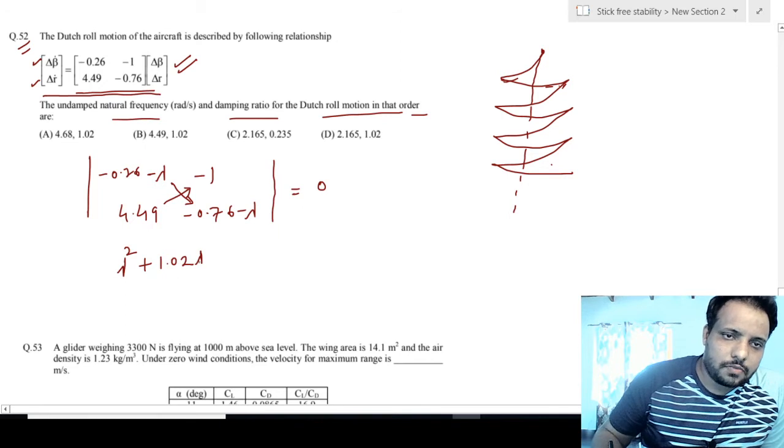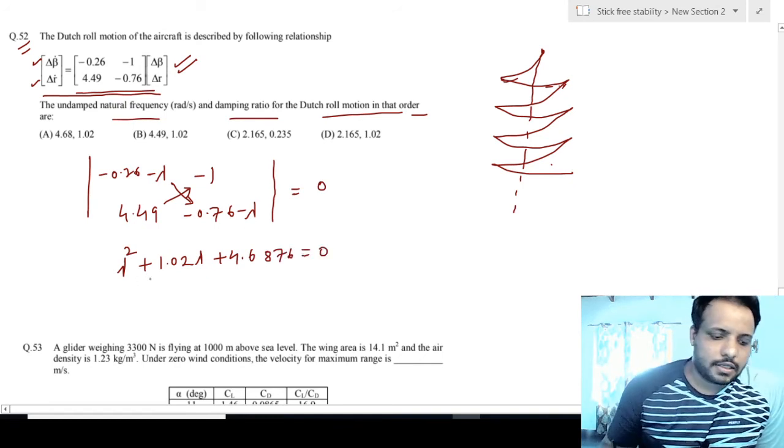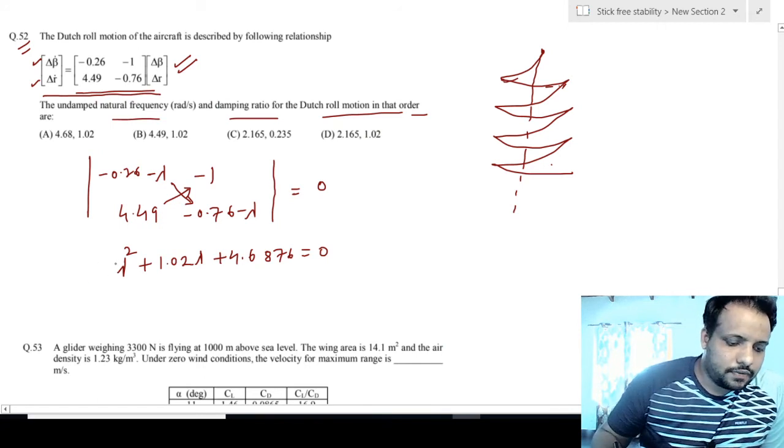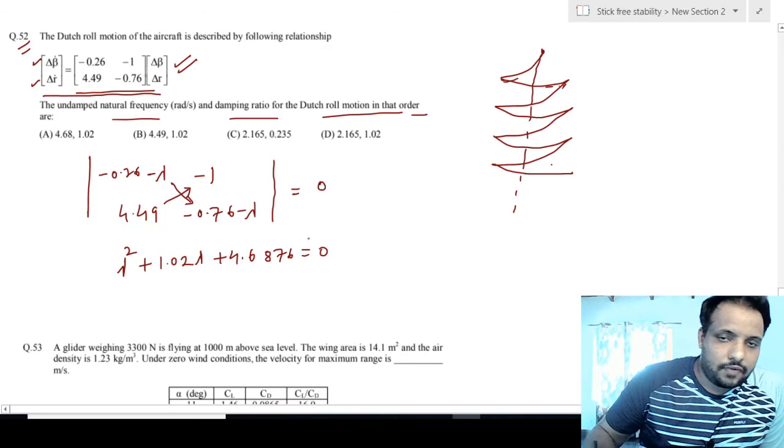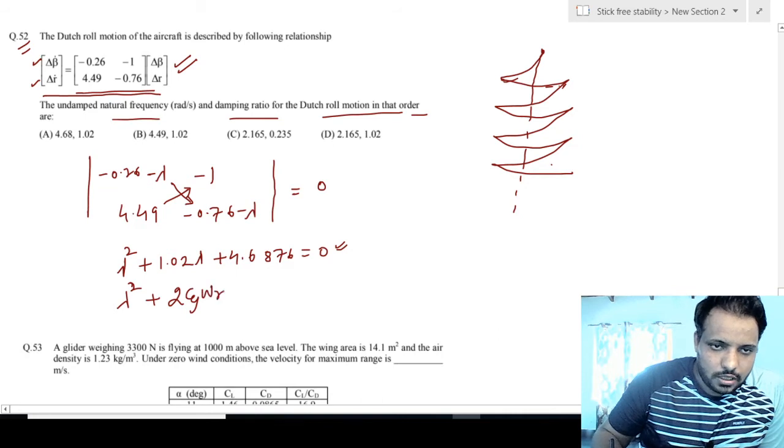Lambda square plus 1.02 lambda plus 4.6876. So this is the characteristic equation using which I can find out the value of omega. If I compare this equation with the equation of damped oscillation, it is something like this: delta is lambda square plus 2 zeta omega n lambda plus omega n square.